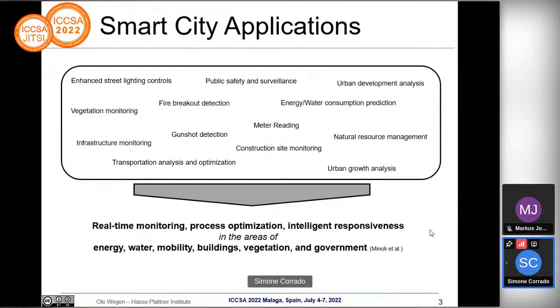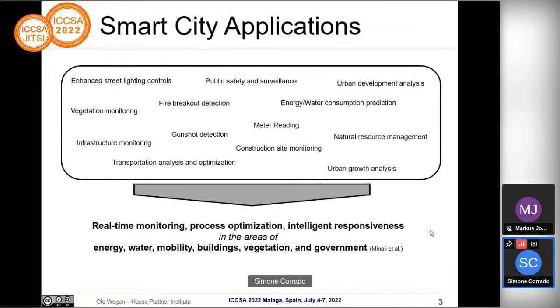Minoli et al. identify 6 key areas for smart city applications, and these key areas are energy, water, mobility, buildings, vegetation, and government. So what we can see is there's really a wide variety of different applications and use cases that fall under this term, the smart city.